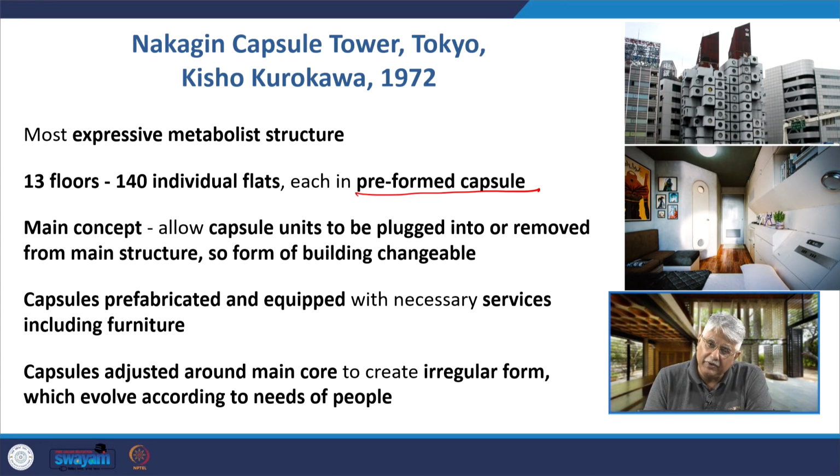Capsules were prefabricated and equipped with necessary services including furniture, so they came completely ready and then they were plugged into the building. The capsules were adjusted around the main core to create an irregular form which would evolve according to the needs of the people.